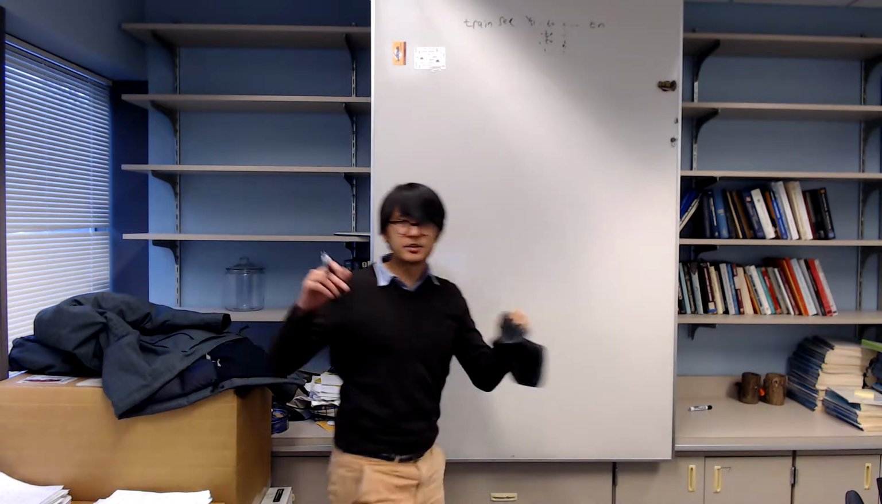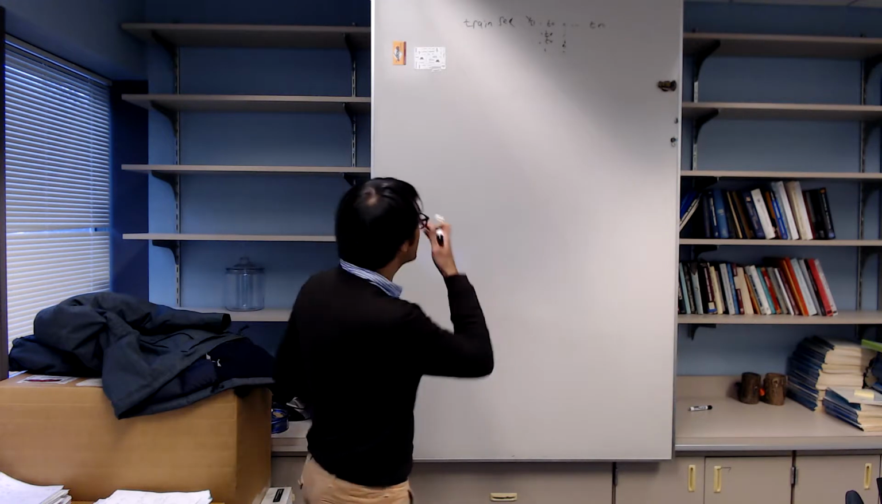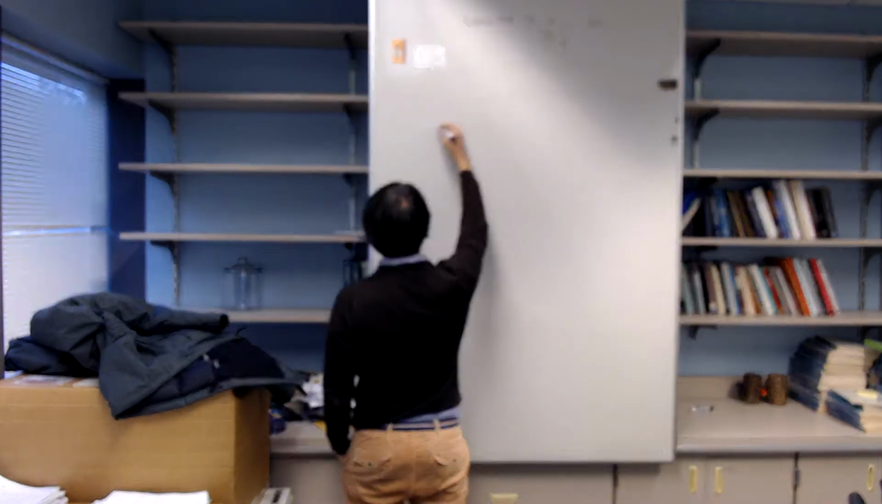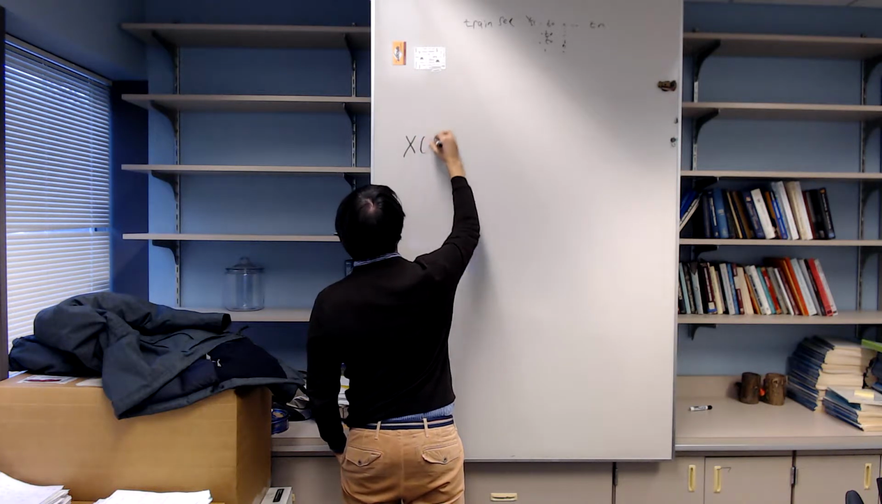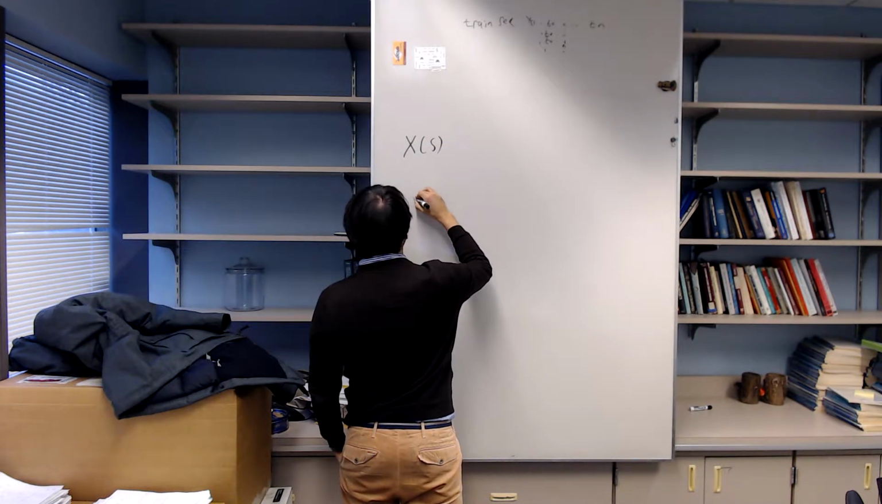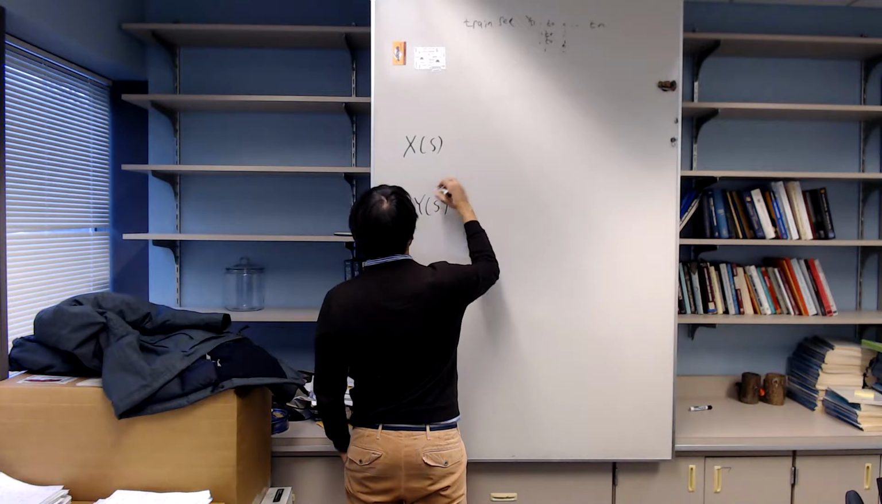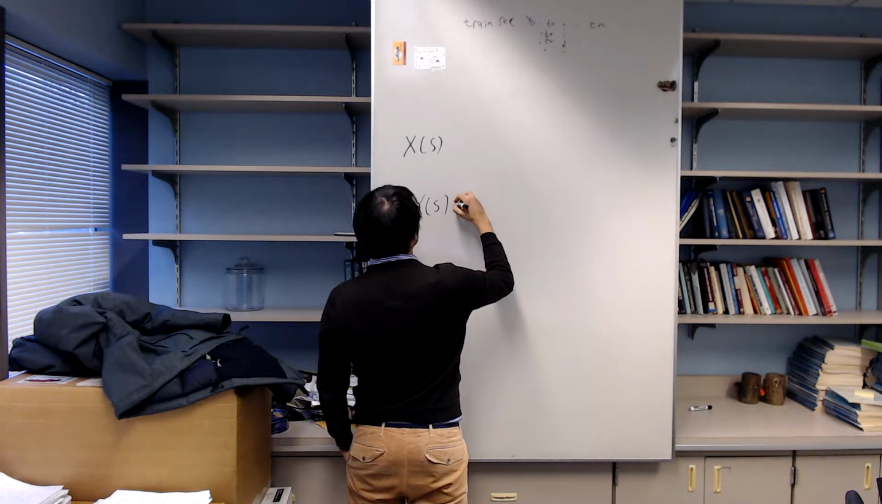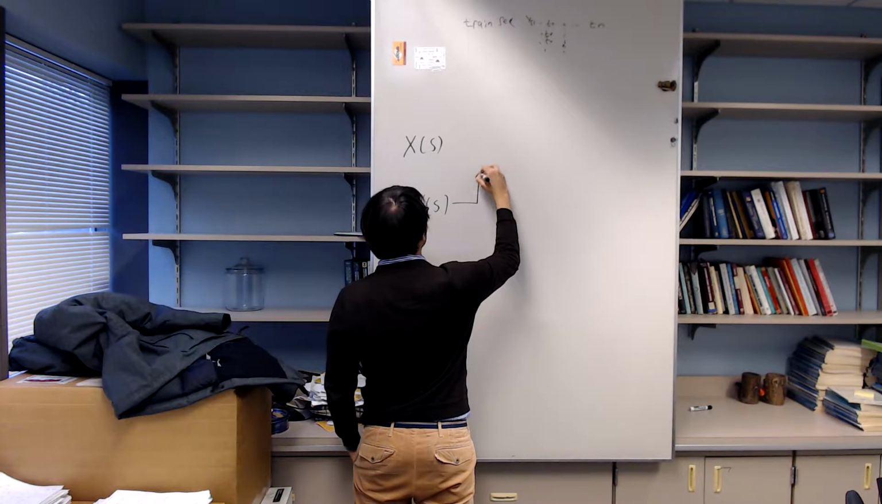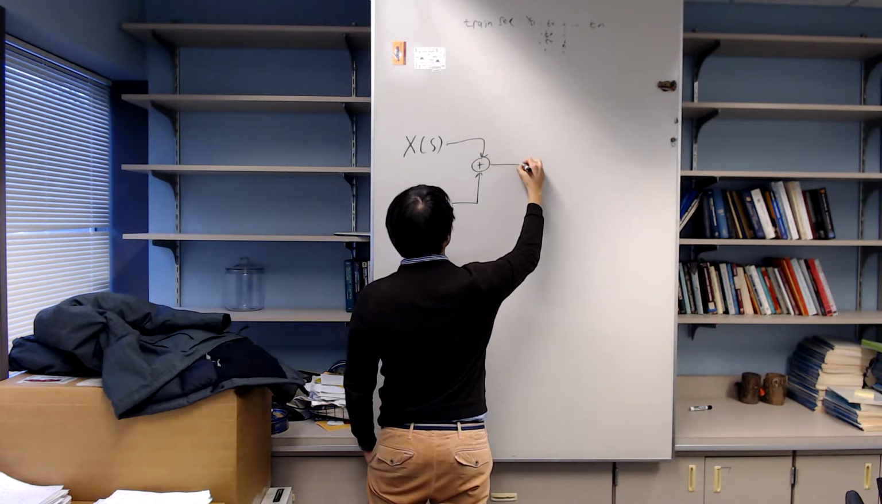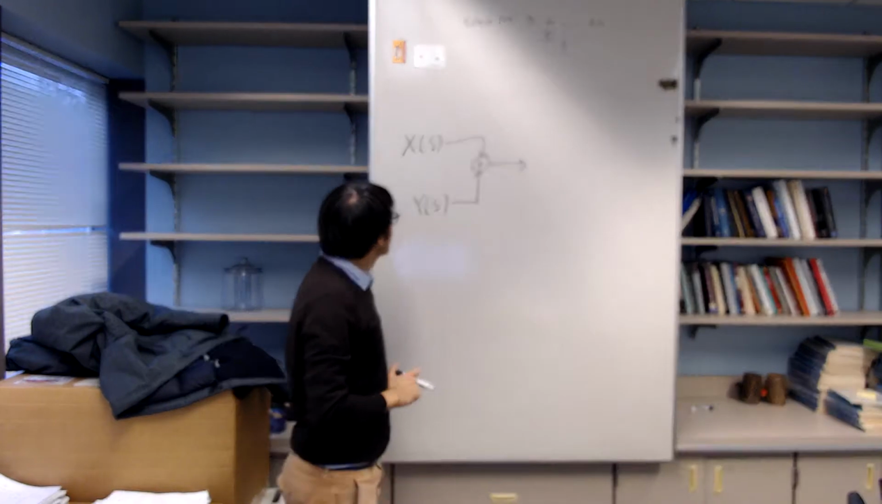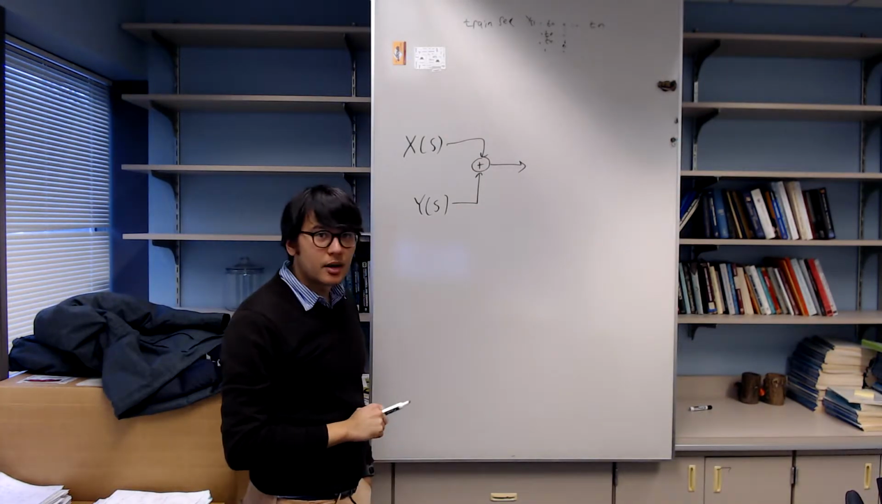All right, so the other operations that commonly occur are adding two signals, X of t, Y of t. We would have two signals coming in here, and they could maybe add. And what do you want to call that signal coming out of there?